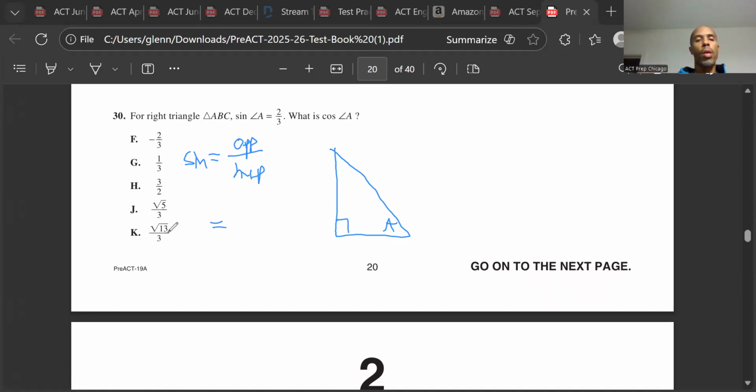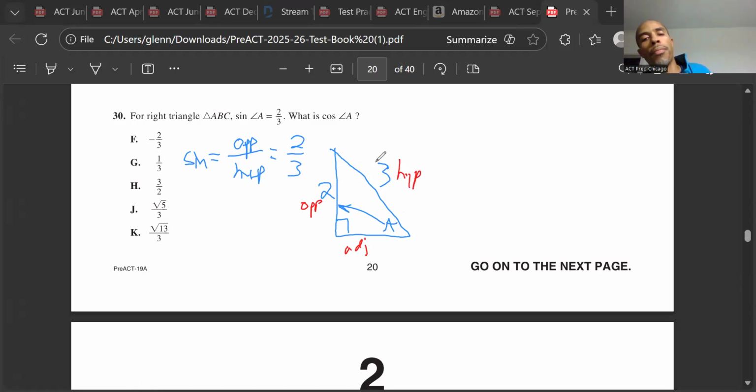That means if sine is opposite over hypotenuse and it's equal to 2 over 3, the opposite side is 2 and the hypotenuse is 3. If we look at angle A, this side is opposite, this side is adjacent, and this side is the hypotenuse. If we moved angle A over here, it would change: this would be opposite, this would be adjacent, and the hypotenuse would still be the hypotenuse.